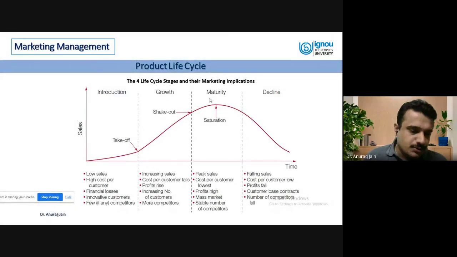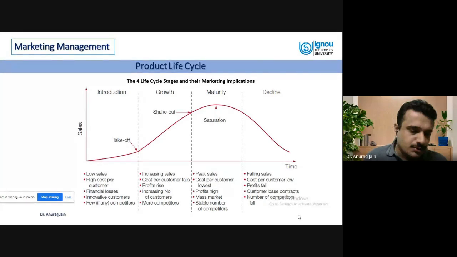But as I was mentioning, anything which comes, which has its own life, has its death as well. So death is also something which is determined, right? So decline is a stage where your product sales go down, its demand goes down. Now the saturation stage has gone out, and now you see there are falling sales. Cost per customer is still low, because now you are not putting much effort on your advertisement or promotion. Profits are falling because previously the per unit cost was less, and more customers were buying your product, but now the customer base has contracted.